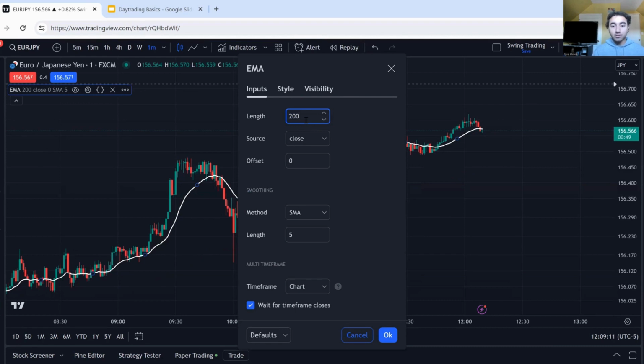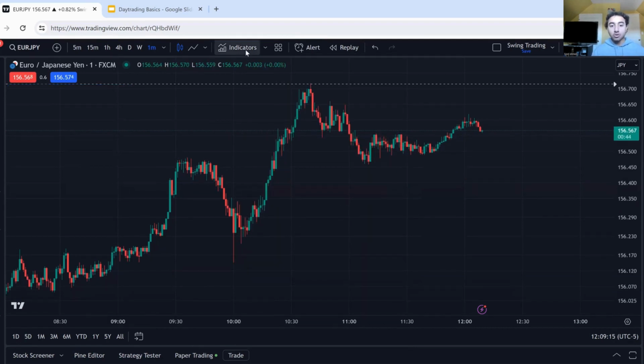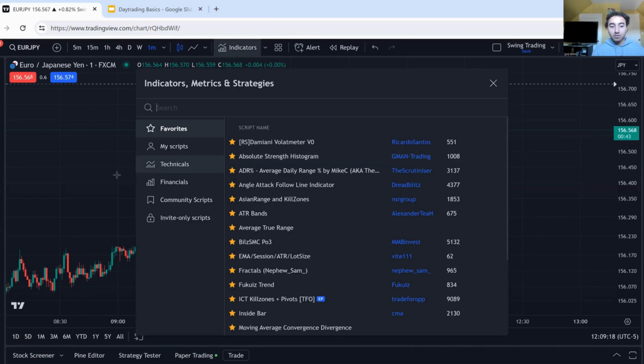There's so much you can do, guys. It's very, very customizable with a bunch of indicators. So if you want any indicator, guys, you just have to go over here and then type it in. And let's say you want to do a MACD, bam.